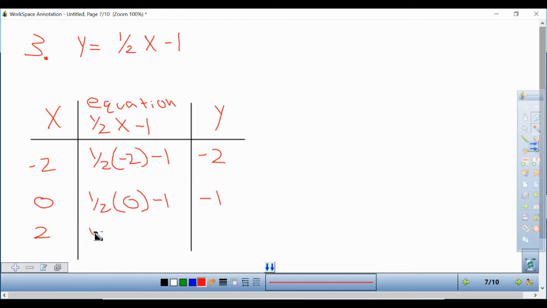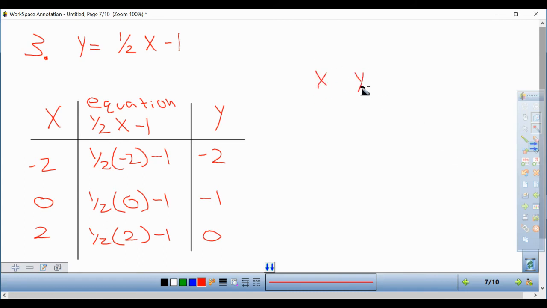And the last one, 1 half times, instead of X, I plug in 2 and then minus 1. 1 half times 2 is 1, and 1 minus 1 is 0. If you also notice, there is a pattern here with the Y values. They're always going up by 1.